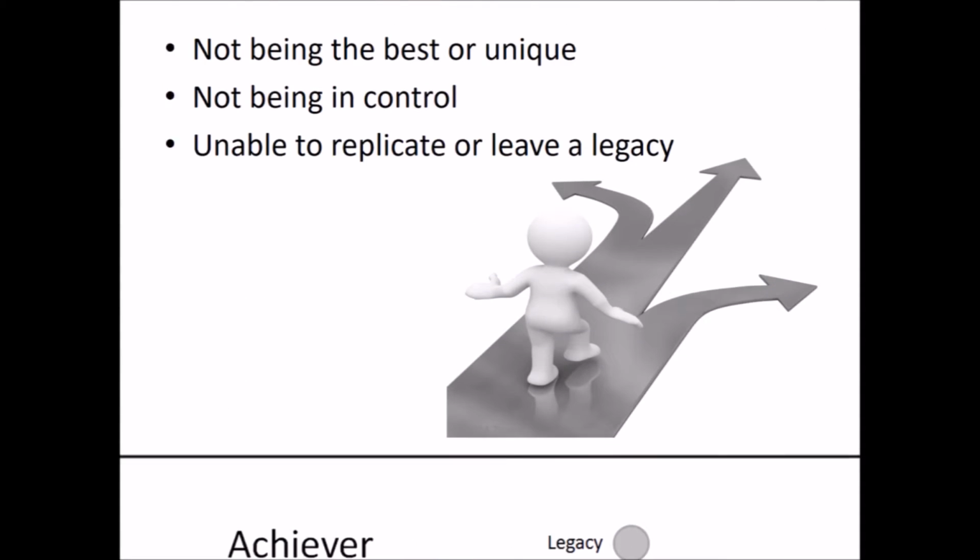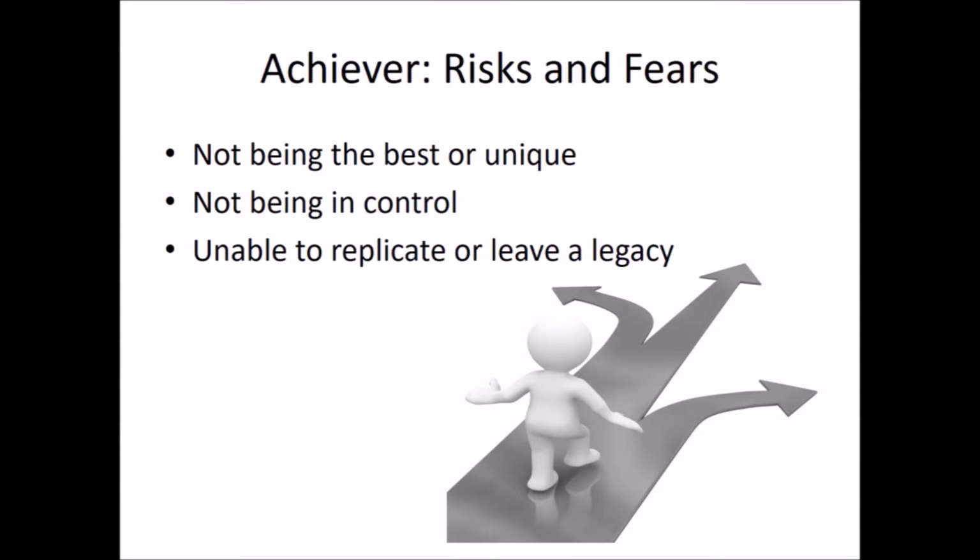The achiever also has certain fears, and you'll see these playing out when you're working with him. His fear is that he's not going to be the best, that he's not going to be unique, that there's someone else out there in the marketplace that is as good as he is or has a product that's equal to his. He's not comfortable with that. He needs to be the king of the hill.